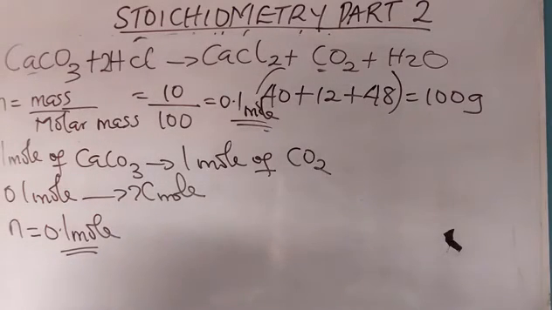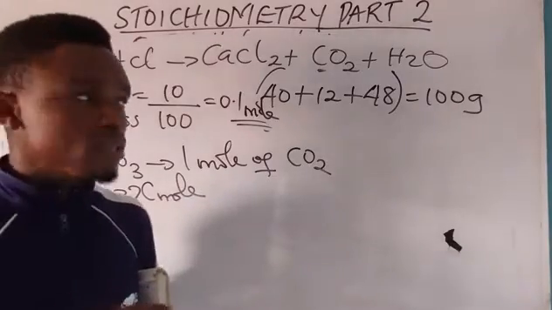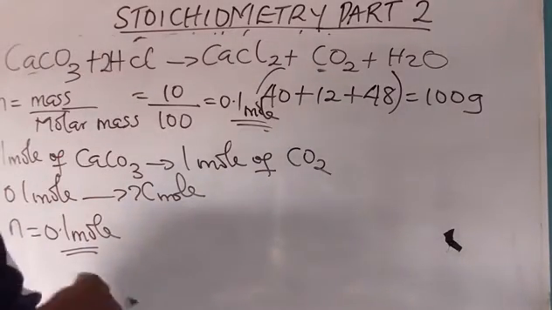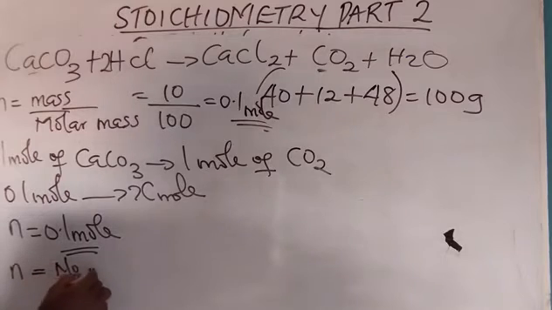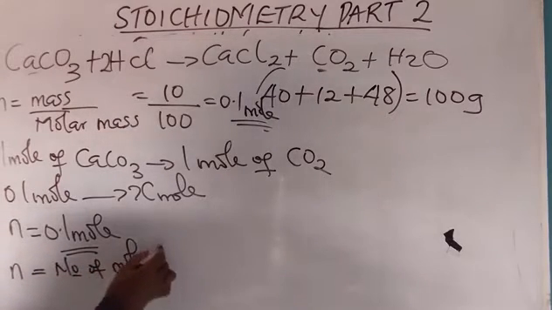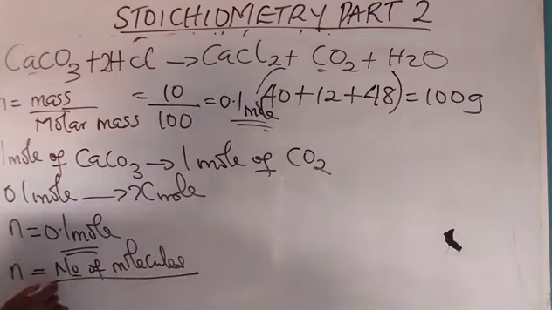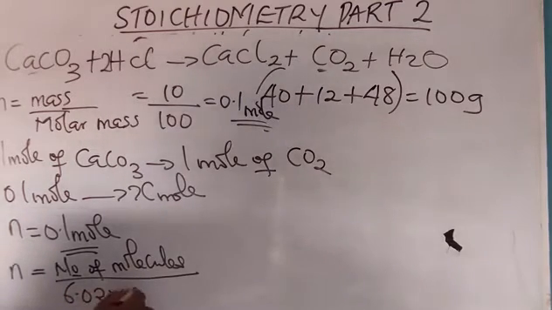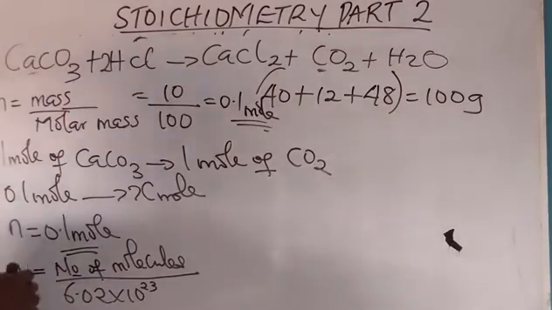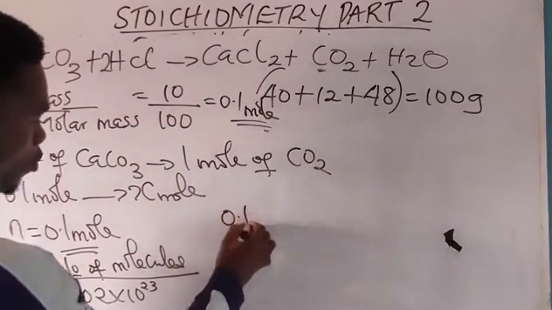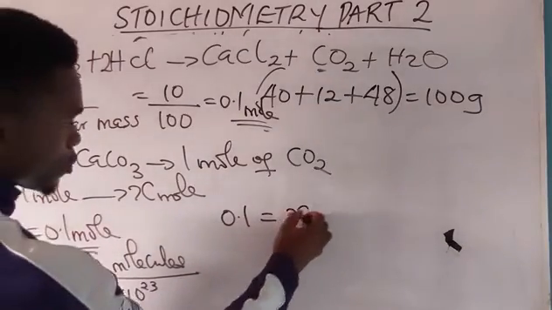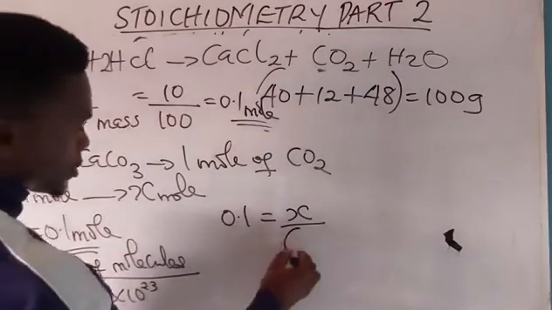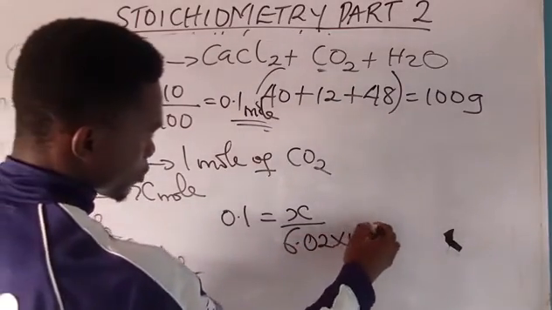0.1 mole. Now they said number of particles, right? Is that not what they said just now? Okay, number of molecules. Sorry, number of molecules. Now, number of moles is equal to number of molecules over the Avogadro's number. The number of moles we have is 0.1, equals the number of molecules, which is what we are looking for, over the Avogadro's number, 6.02 times 10 to the power 23.